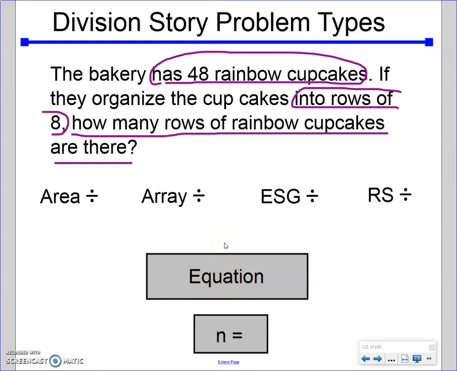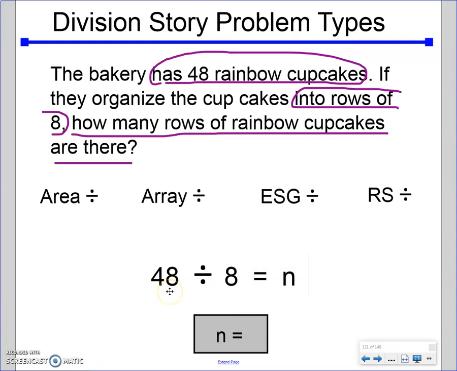I want you to think, what equation would we use to solve this? You know that we take the total amount and we divide it by the known factor to find the unknown factor. So, what equation would we write to solve this problem? I agree. We would write the equation 48, the total, divided by 8 cupcakes in each row, which would equal n, the total number of rows of rainbow cupcakes. Now, I want you to think, what is 48 divided by 8? If you need to grab a piece of scratch paper, go ahead.